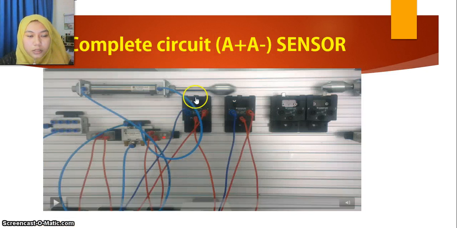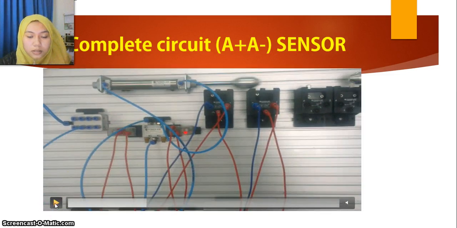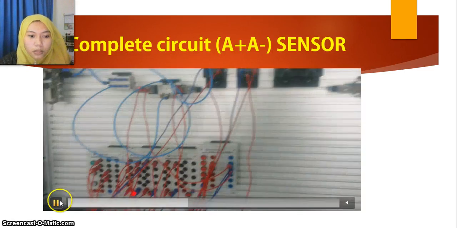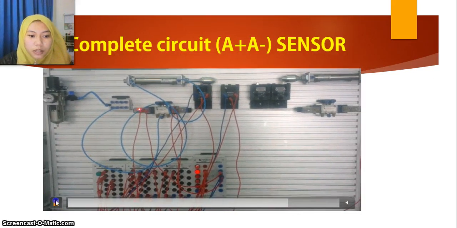Okay, this is the complete circuit of the sensor A plus and A minus circuit. This setup also uses one piston, extend and retract. This is sensor 1, this is sensor 2, this is the positive part, and this is the negative part. So you can see the piston extend and retract, extend and retract.